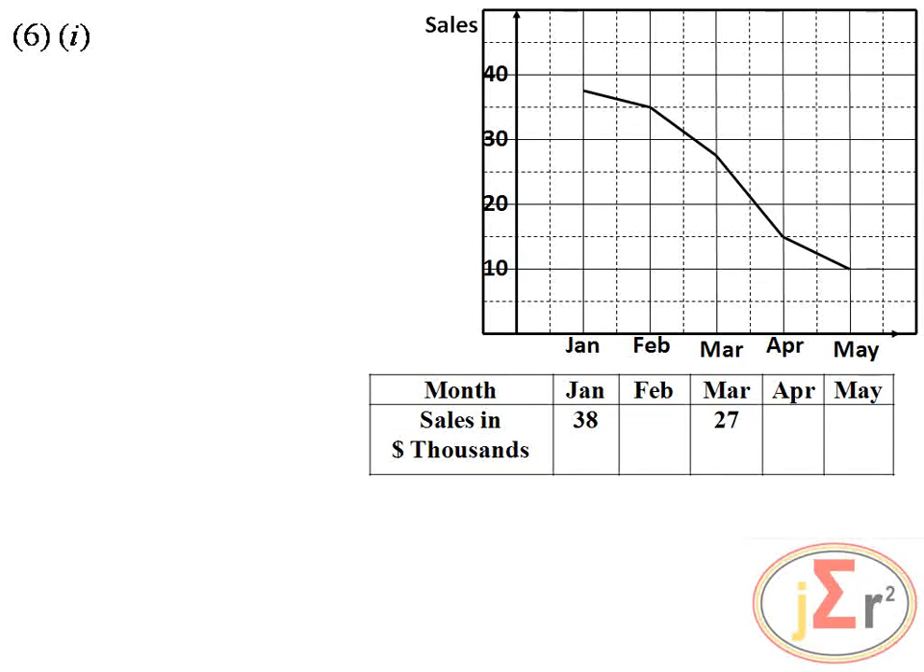The line graph shows the monthly sales in thousands of dollars at a school cafeteria for the period January to May 2010. Now, do not forget, in thousands of dollars. Thousands of dollars. And here we have it. Thousands of dollars. Our first problem is to complete the table.